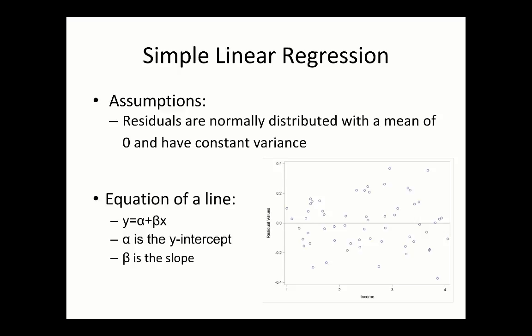The best fit line can be explained with an equation. Many of you may remember this from your algebra courses, where the equation of a line is y equals a plus bx, with a being the y-intercept and b being the slope.